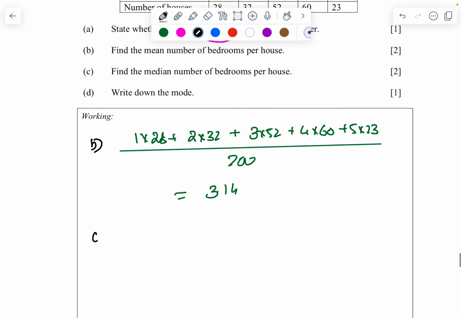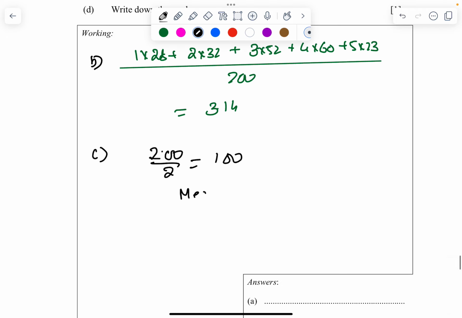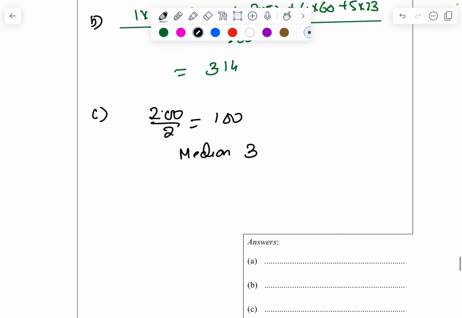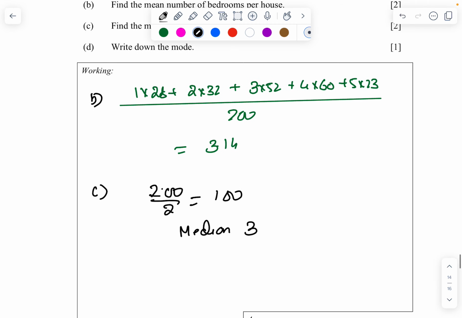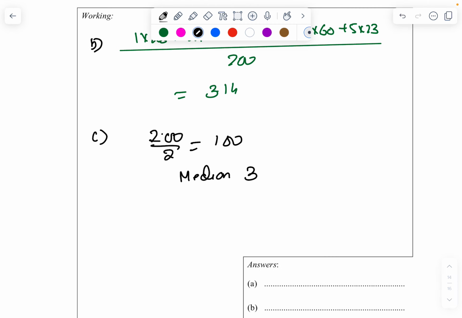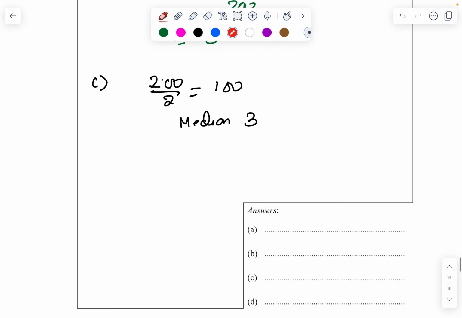Find the median of the bedrooms. So 200 divided by 2 is going to be 100. Where is the 100th one? This is 28. 28 plus 32 is 60. 60 plus 52 is 112. So the 100th one comes in 3. Therefore the median is going to be 3. Then what is the mode? We are calculating the mode. Mode is whichever comes the maximum number of times. We can see that the number of houses with 4 bedrooms is 60. So therefore the mode is going to be 4.